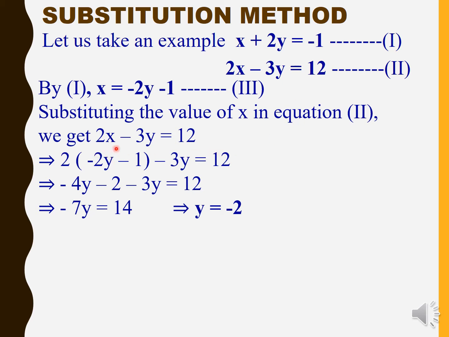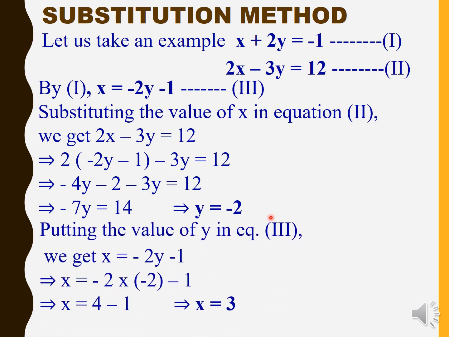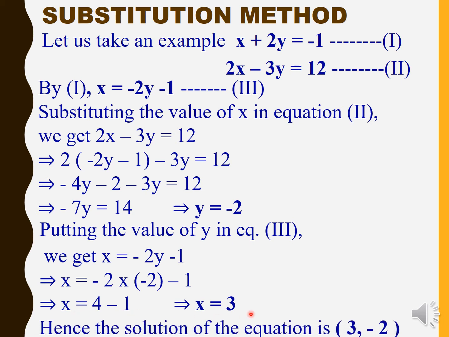When we put the value of x as minus 2y minus 1, we will get everything in terms of y. Therefore, when we further solve it, we get y as minus 2. Now, let us put this value of y in any of these two equations or equation 3, any one of them. If we substitute the value, we will get the value of x as 3. So the final answer would be 3, minus 2, or x equals 3 and y equals minus 2.